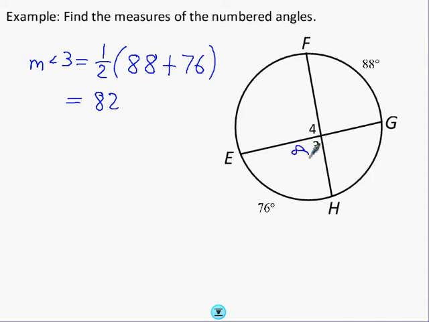So if angle 3 is 82 degrees, the easiest way to find angle 4 is to recognize that 3 and 4 are a linear pair, and therefore they're supplementary. 180 minus 82 is 98 degrees. That's what angle 4 measures.